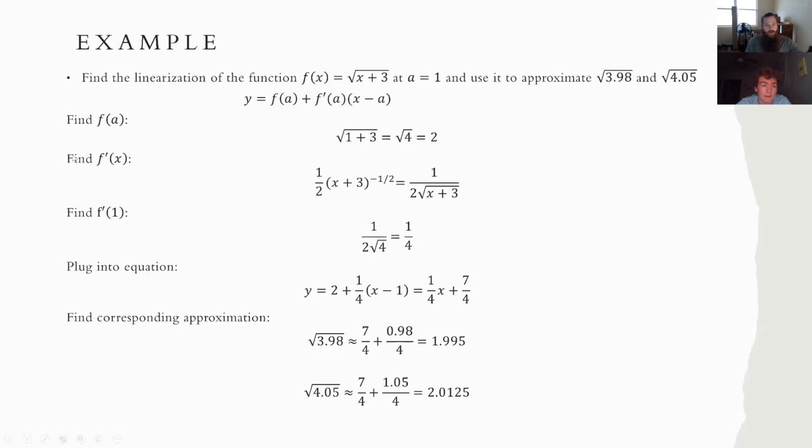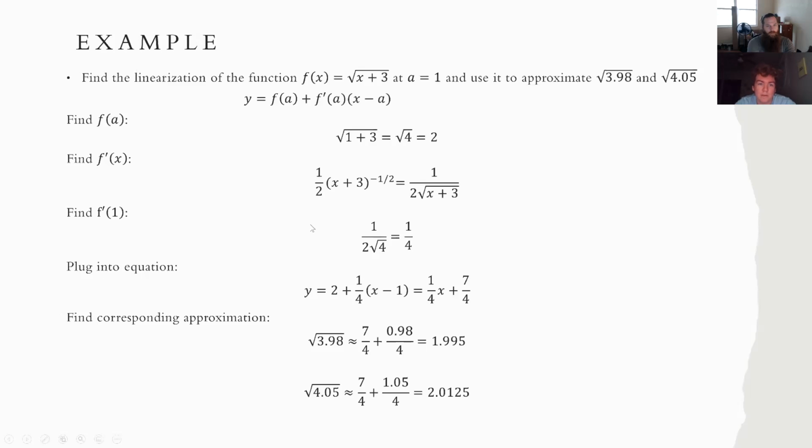Then we're going to find f prime of x, which we just find the derivative of f of x, which we all know how to do that now. So we get 1 over 2 times the square root of x plus 3. And then we're going to take that and find f prime of 1 because we're using a equals 1, so we plug in 1 right here to the x. So we get 1 over 2 times the square root of 4, which is just 2 times 2. So we get 1 over 4.